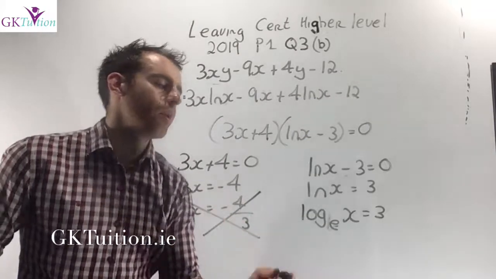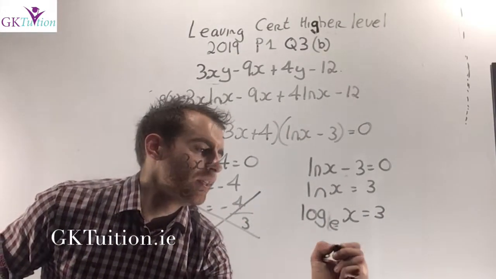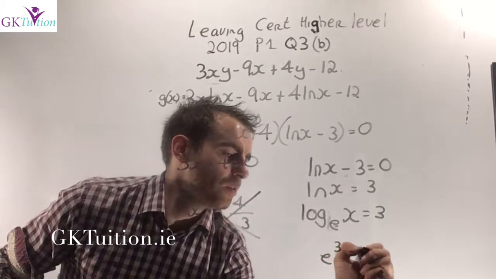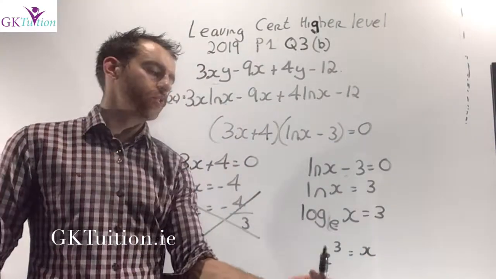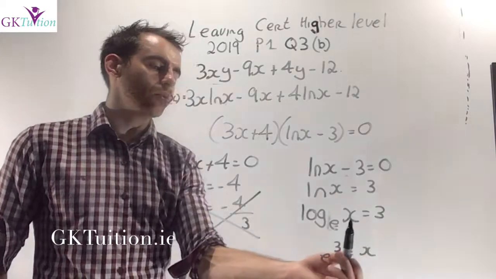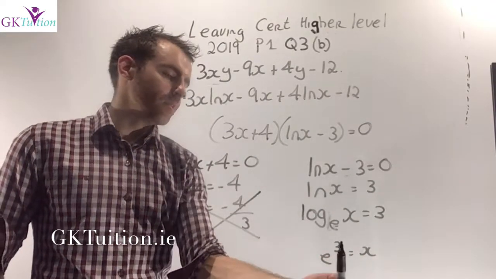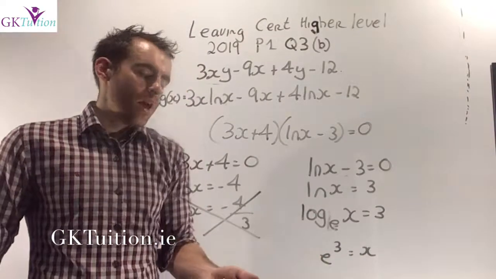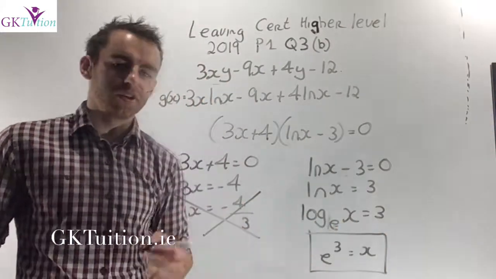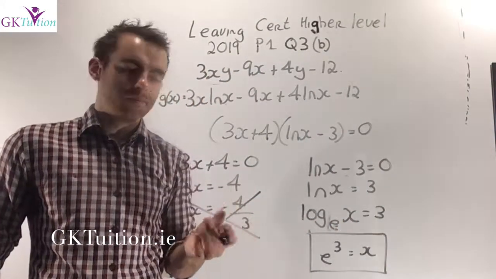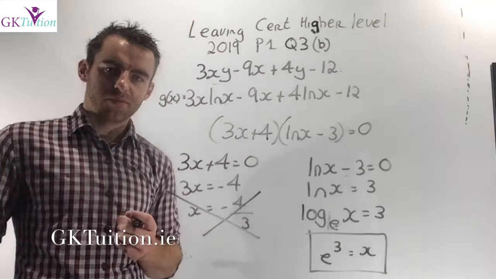So in order to get rid of my logs here, I can say that e to the power of 3 is equal to x. Or in other words, x is equal to e cubed. Because the base to the power of the answer equals the large number. E to the power of 3 is equal to x. And you can leave your answer like that. It's sufficient to leave your x in terms of e because e is a number. So that's my final answer for this part of the question.